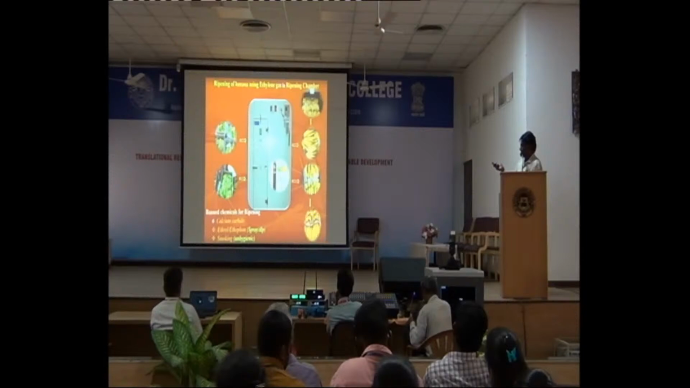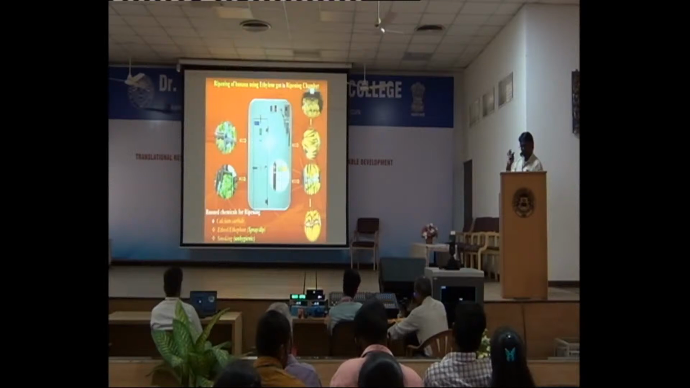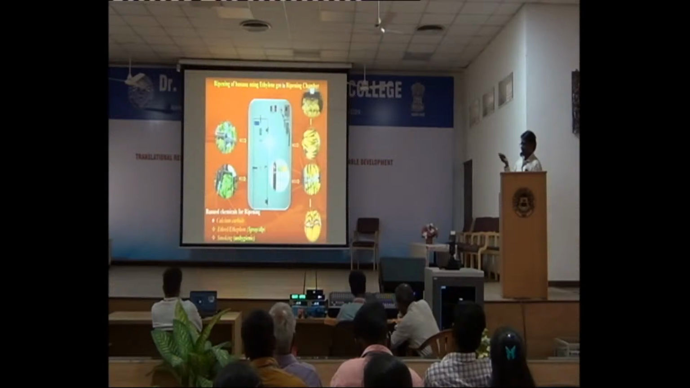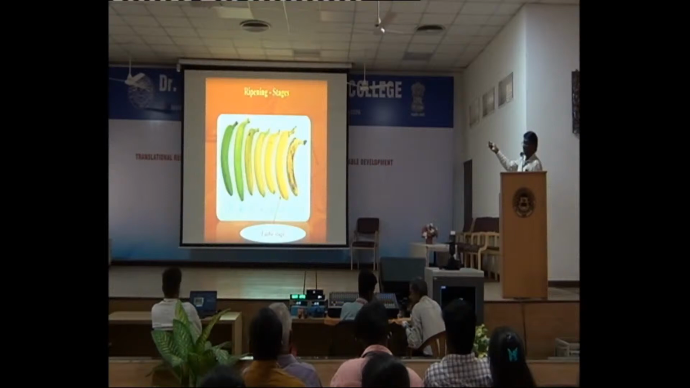So we can use only ethylene gas, which is naturally available in the banana and released in small quantity. We can use artificial injection of ethylene gas in the chamber. We can use it for ripening purpose. That is the only gas permitted. Then you can see the different stages of ripening. Stage six is the ideal stage for edible.